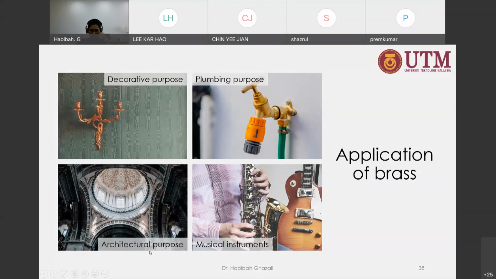For architectural purposes, we see a lot of copper alloys being used as well. Normally it is decorative, because copper has that copper color, which is quite pleasing to our eyes. So we use copper for that purpose. Also for plumbing, we use a lot of copper plumbing as well, brass plumbing. Musical instruments, we use copper as well, and also for other decorative purposes. So we use a lot of brass in our applications.